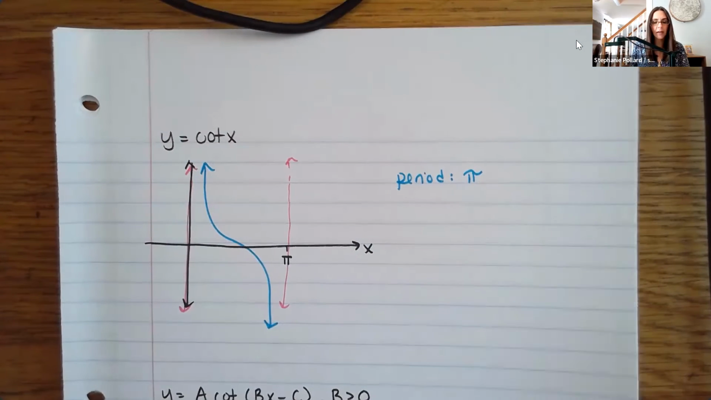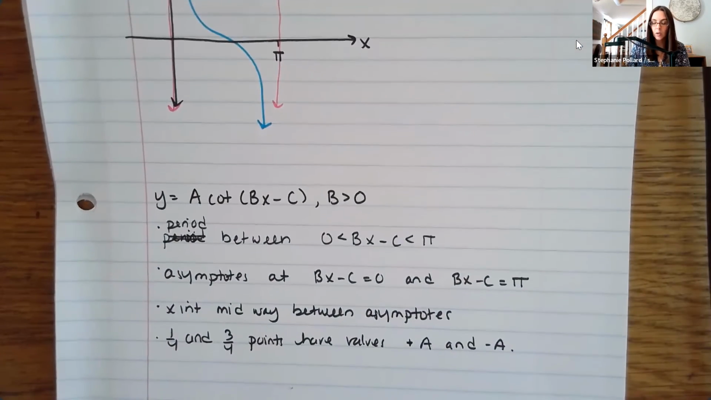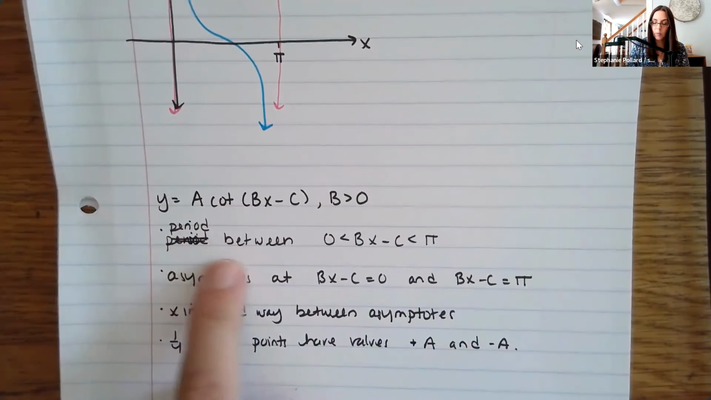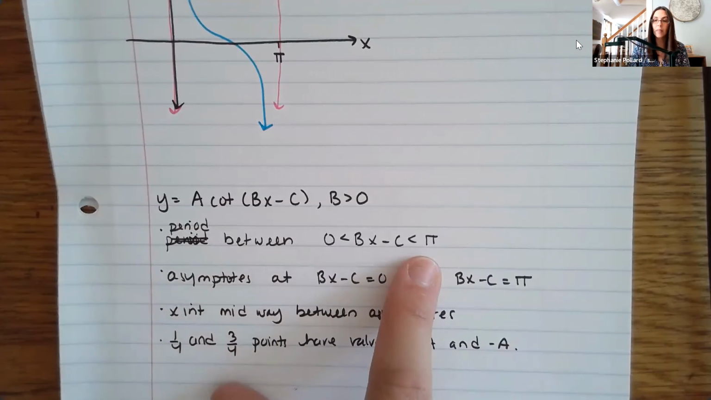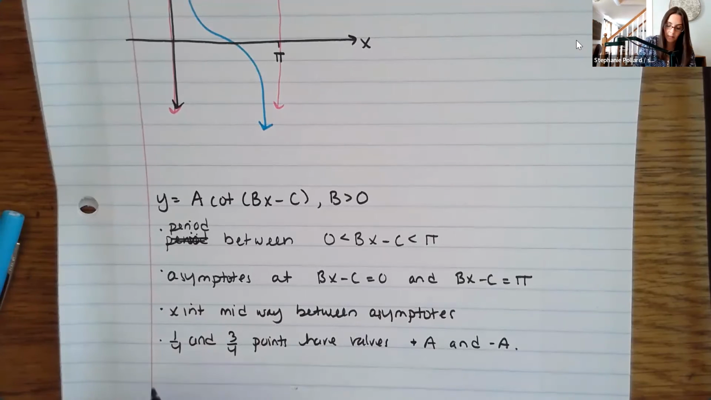The process for graphing a kind of tweaked cotangent function is very similar to tangent. The only change is that your period is between 0 and pi this time, rather than negative pi over 2 and pi over 2. So you have that shift. Your asymptotes still occur at those endpoints there. And then you can still find your x-intercept and 1/4 and 3/4 points the same way. So again, very, very similar. And we'll just do one example here.